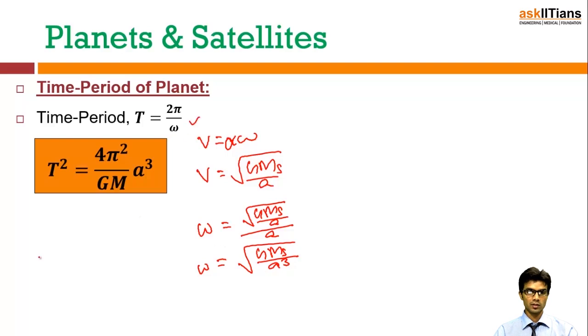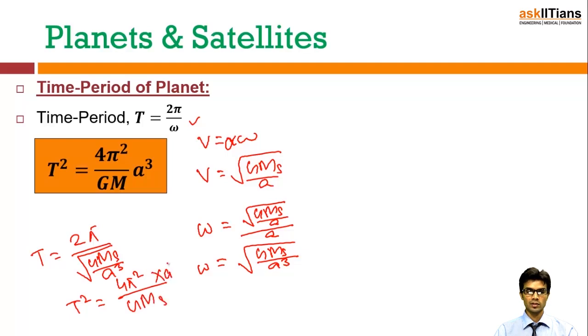Now put this value of omega in the time period. So T is equal to 2 pi by under root G Ms by a cube. Now squaring both sides, T square is equal to 4 pi square by G Ms into a cube. This is the formula, and this is the time period of the planet when the path is circular. If the path is not circular, instead of radius we will take the semi-major axis.